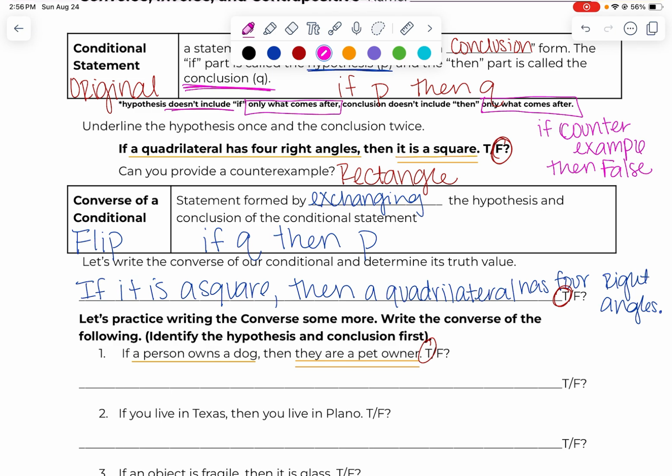So now we're going to write the converse. Converse means we are going to flip the hypothesis and conclusion. So if the conclusion goes first, they are a pet owner, then the hypothesis, a person owns a dog.